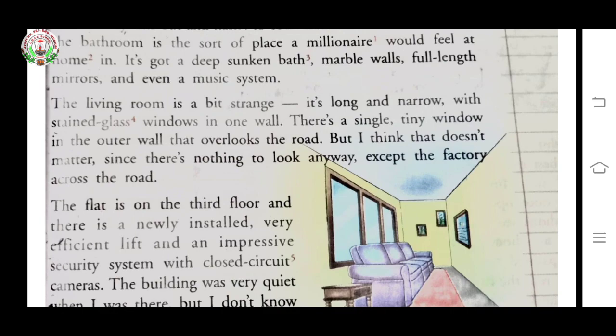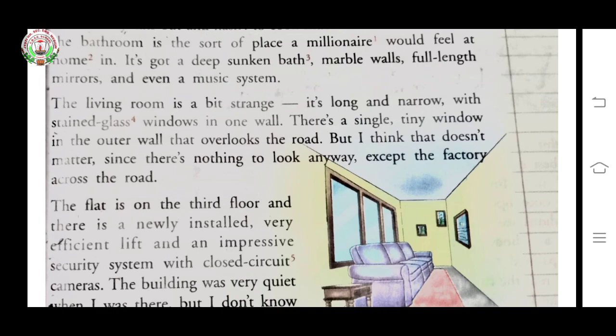Next, the living room is a bit strange. It's long and narrow with stained glass windows in one wall. There is a single tiny window in the outer wall that overlooks the road. But I think that doesn't matter, since there is nothing to look at anyway except the factory across the road.